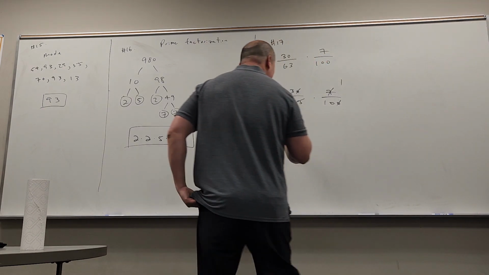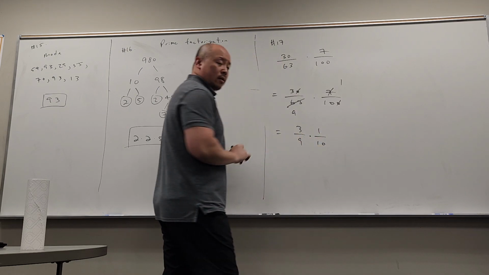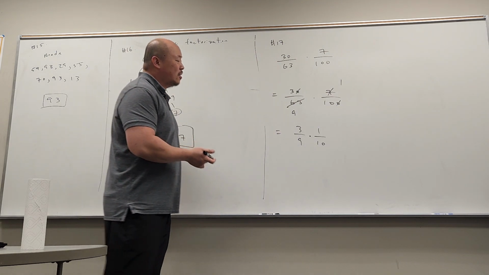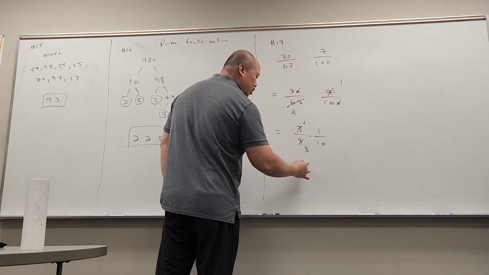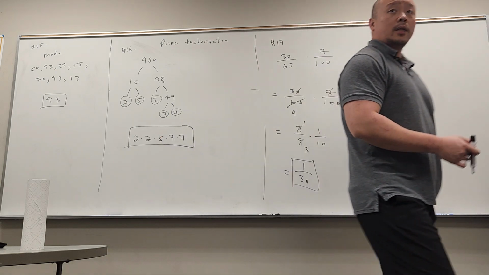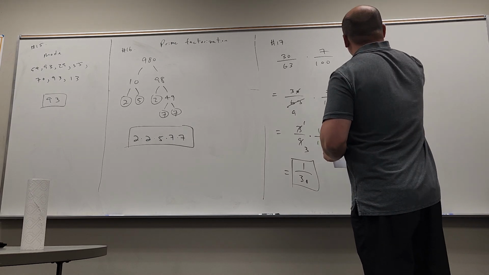Let me rewrite this. 3 over 9 times 1 over 10. Now some of you already see it, the 3 and 9. You can simplify that too. 3 goes into 9 3 times, so that's 1 and that's 3. So that's 1 over 30. And that's the answer. This one looked tough, but it's not so bad once you start simplifying. Now, number 18.